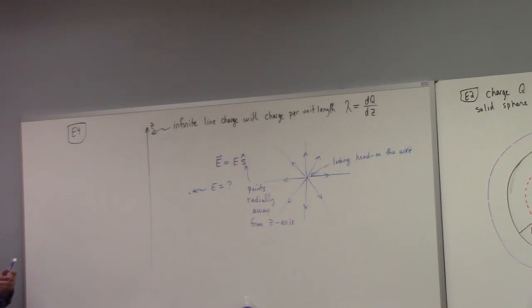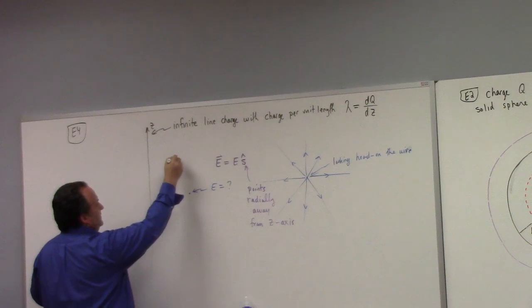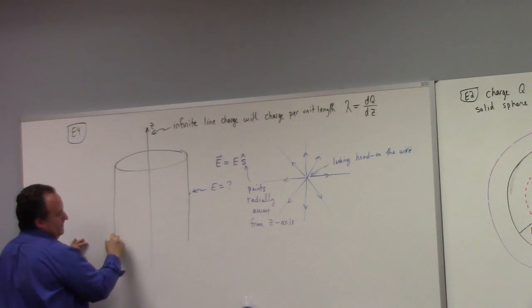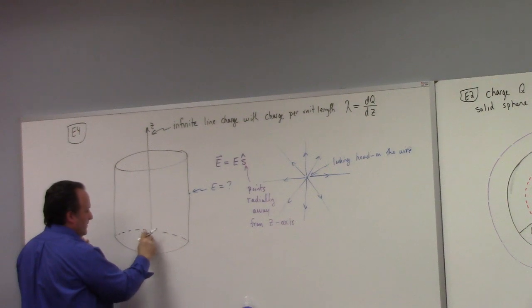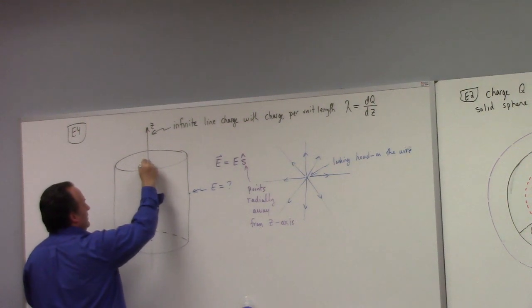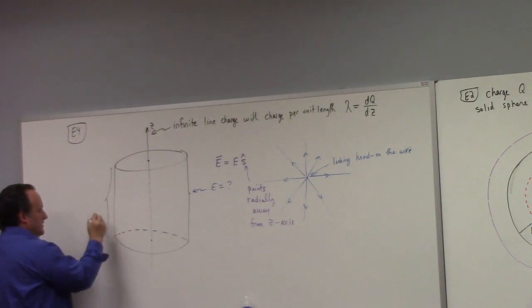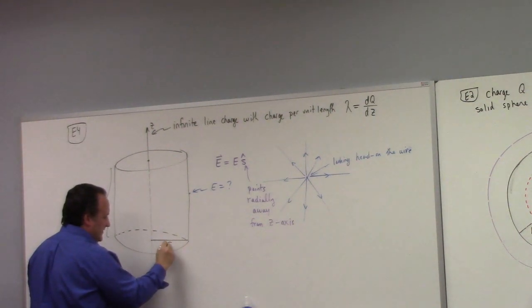So here's what we do. We imagine a Gaussian surface. Not a sphere this time. That's not the tool for this job. This one, you want to use a Gaussian cylinder. So Gaussian cylinder, like this. I'm saying that the line charge goes straight down the middle of the cylinder. And we'll let the cylinder have height L, and let's give it radius S, since I'm using S for the radius here.